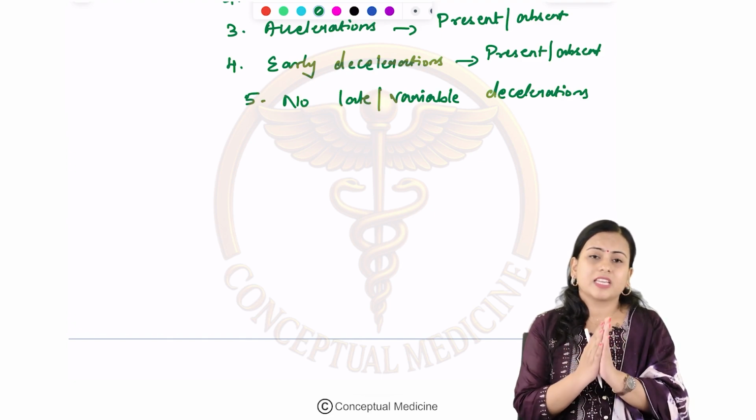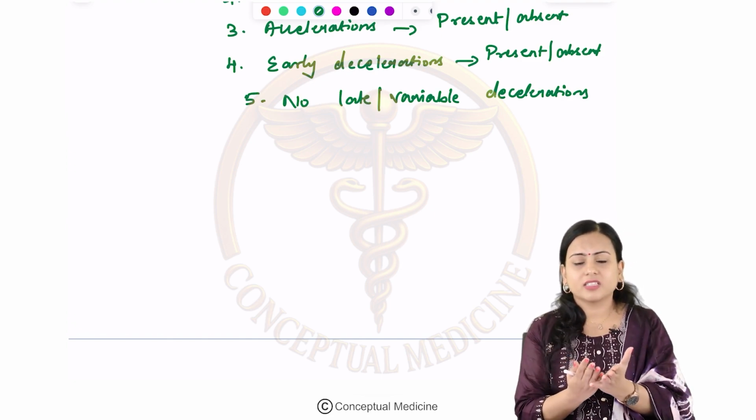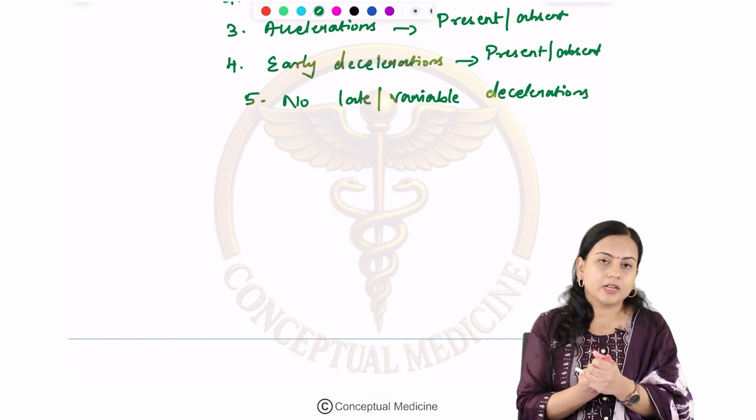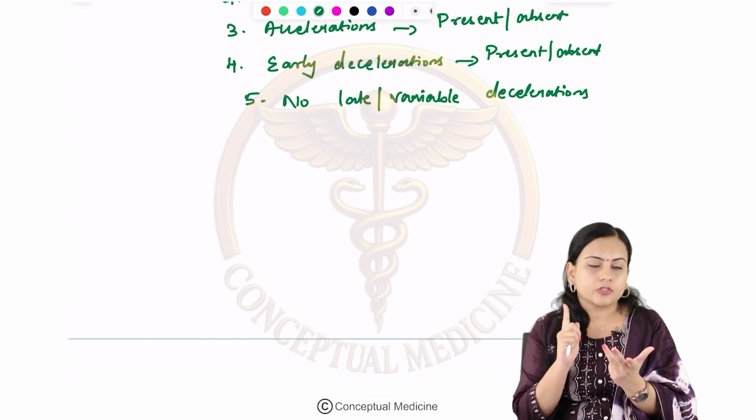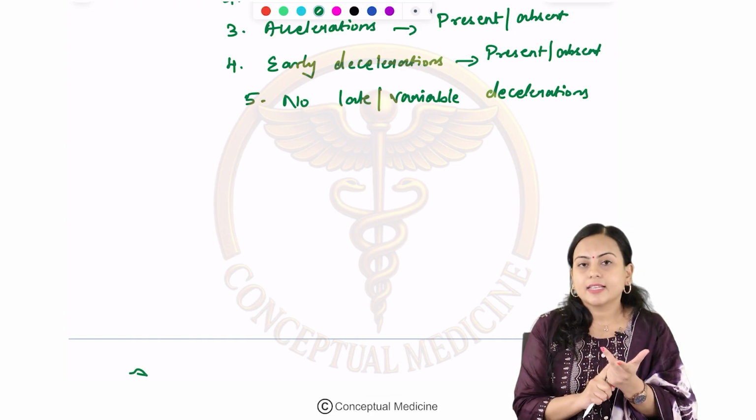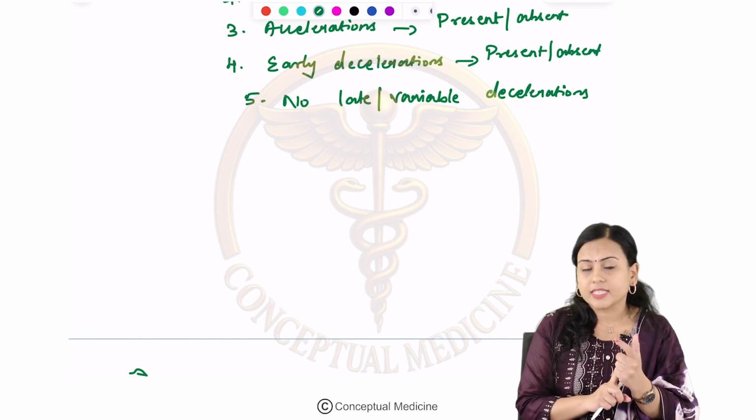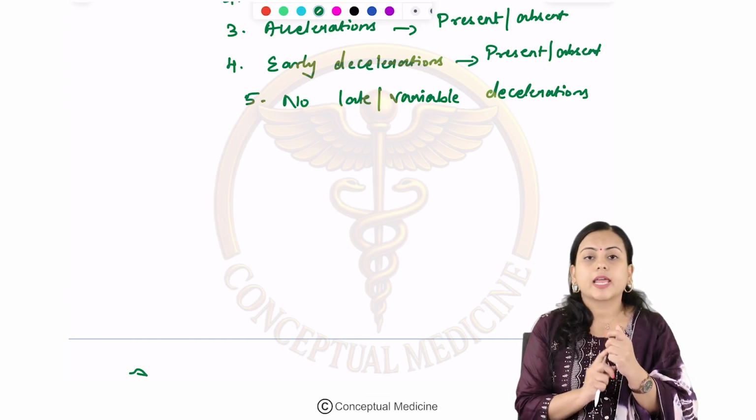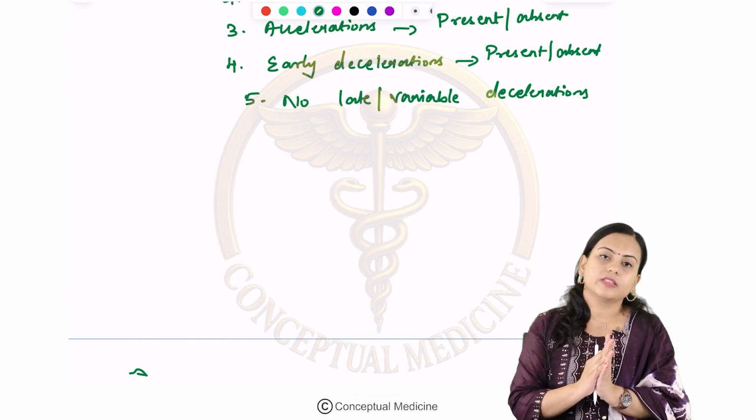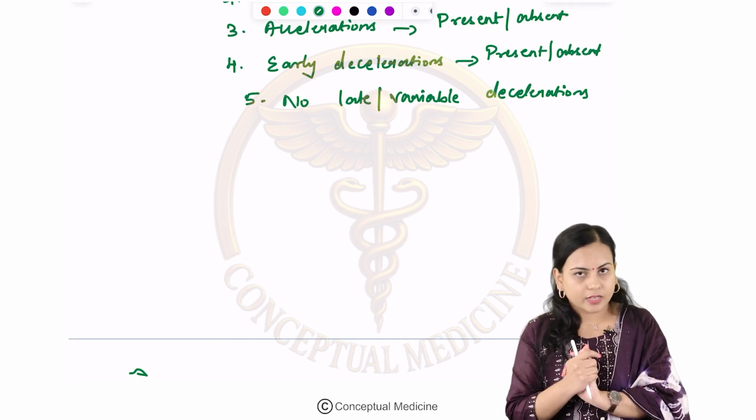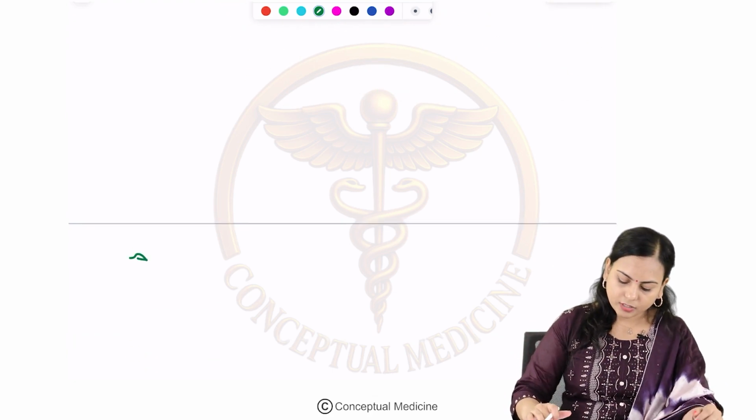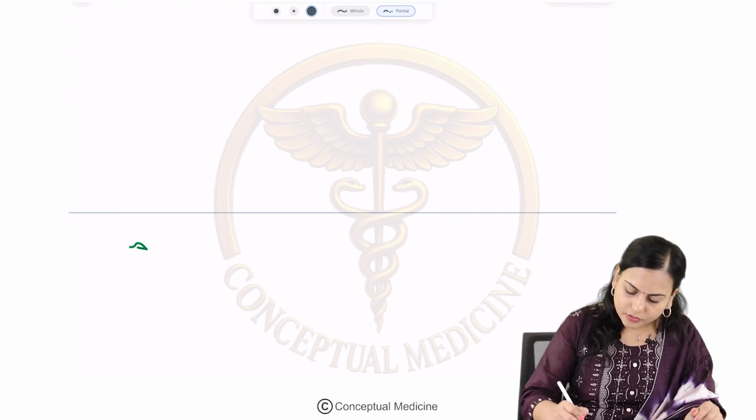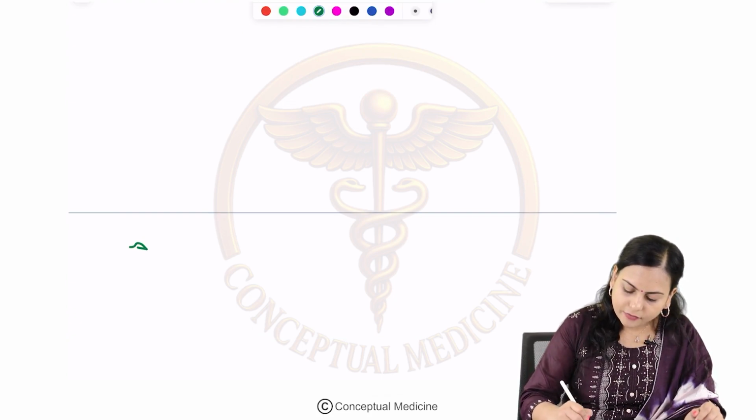So, anytime, even if you see early deceleration, that is a normal thing, right? But variable deceleration, which is happening due to cord compression, and late deceleration, which is happening due to uteroplacental insufficiency, are anytime suspicious or a pathological one. Clear? Yes. Now, with this idea, we will pass on to the category 2 NST features.